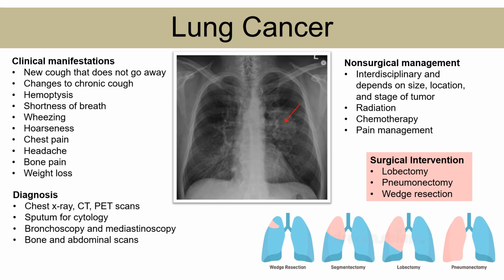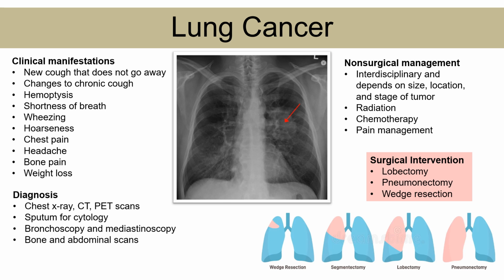When it comes to management, non-surgical, remember these are our lungs. We have to be really careful because this is how we breathe. Surgery is the preferred treatment if there is no metastasis. So if there hasn't been any spreading to any other part of the body, then they will try to do surgery, and that's most common for non-small cell tumors. And surgery itself just really depends on how much of the lung is affected and how much they will take out. So they can take out a little wedge, a segment, a lobe, or a whole lung.